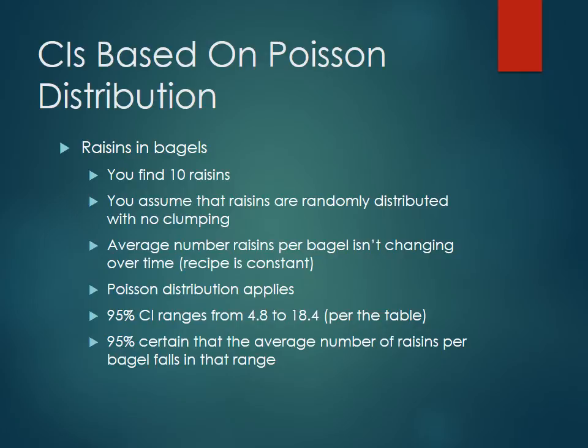So by using that, you get this confidence interval, and so you can say that with 95% confidence, any bagel that comes down the line should be having anywhere between 4.8, or I guess 5, and then 18.4, or maybe 19 raisins that will pop out, right? So that's kind of your 95% sure that the rate will be somewhere between that.